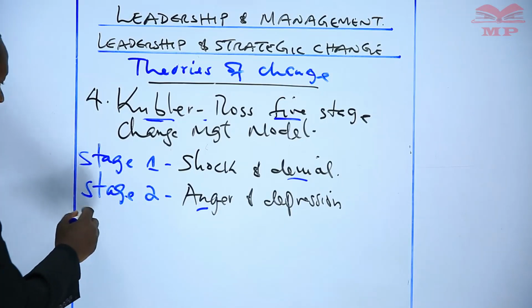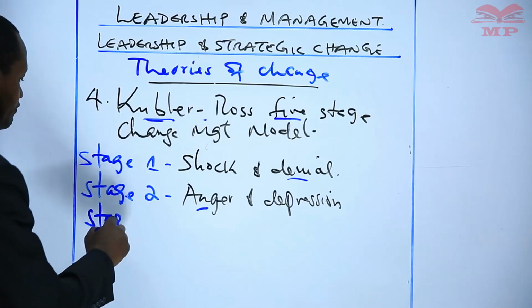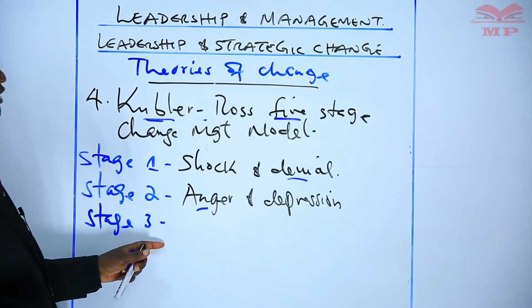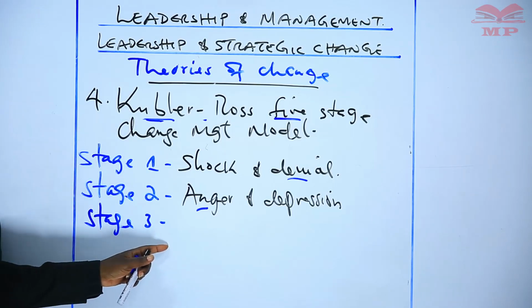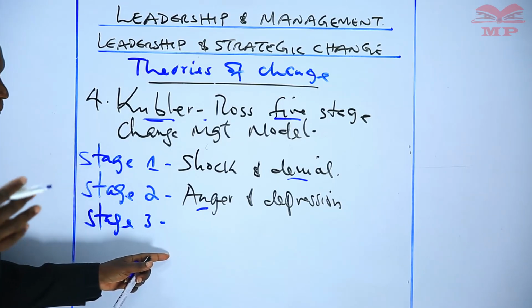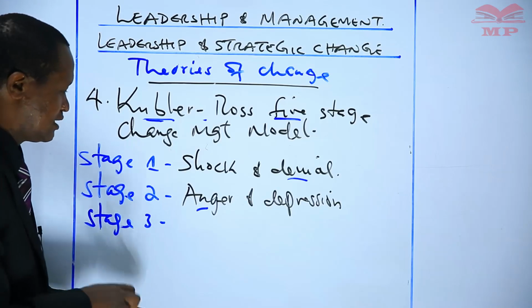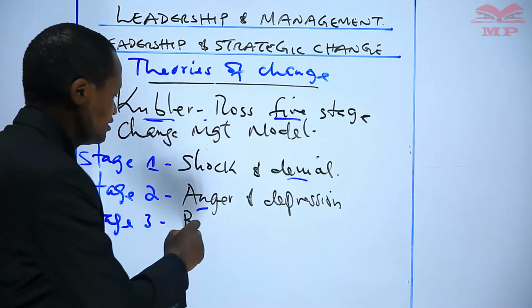Stage 3 in the Kubler-Ross 5-stage change management model is bargaining.